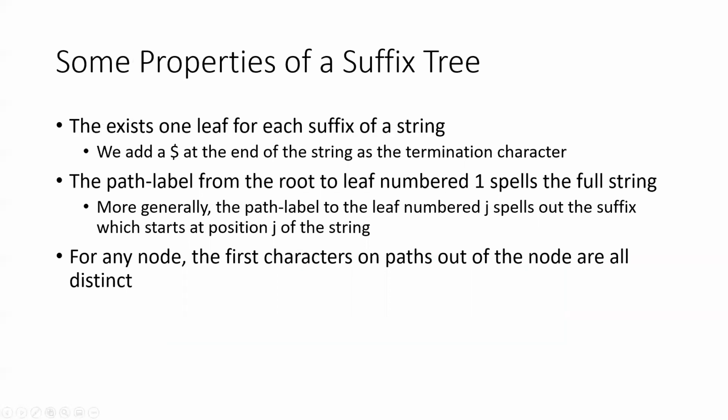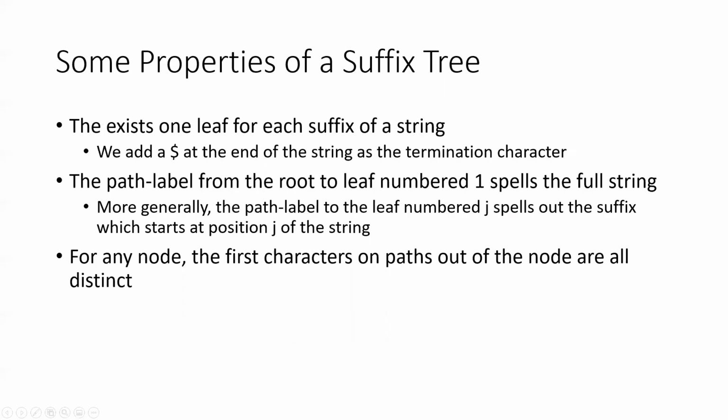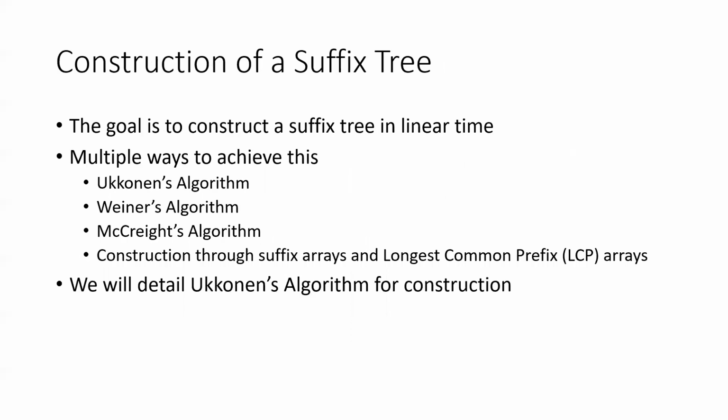I threw out the term label. The label of a path from the root that ends in a node is a concatenation, in order, of the substrings labeling the edges of the path. You can basically just think about it as the string on the edge. That's basically what the label is. Okay, cool. Those are some very useful properties that will be important when we talk about the construction of a suffix tree. So how do we make a suffix tree? Remember that our goal is to build a suffix tree in linear time.